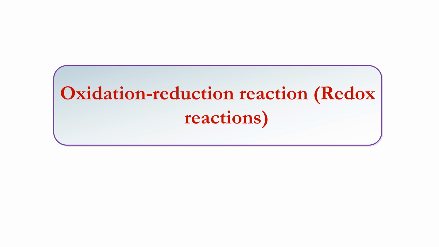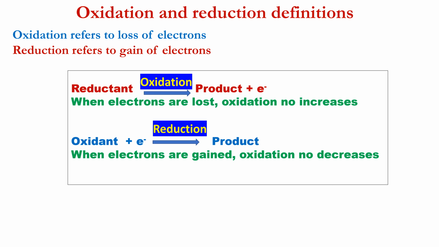For today's lecture, we will cover oxidation-reduction reactions. It is also known as redox reactions. Now we look at the meaning for oxidation and the meaning for reduction. Oxidation is the loss of electrons by an element. Reduction is the gain of electrons by an element.